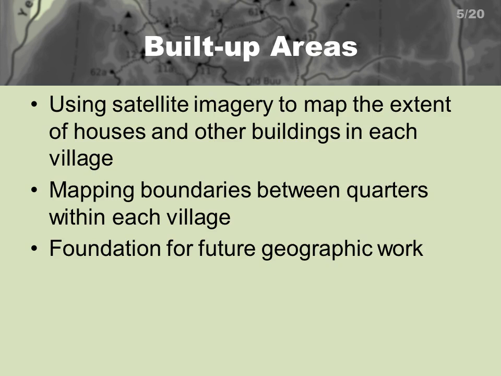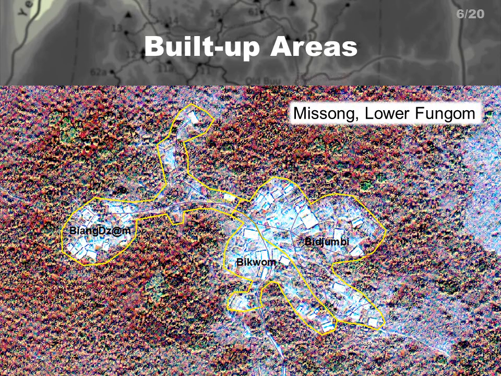I have been adding boundaries for the quarters within each village. Here's an example of one of the village polygons I've made, representing the built-up extent of the village of Misong. It's actually 3 polygons, one for each quarter. Having these village polygons provides a foundation for future spatial and geographic work in the region.